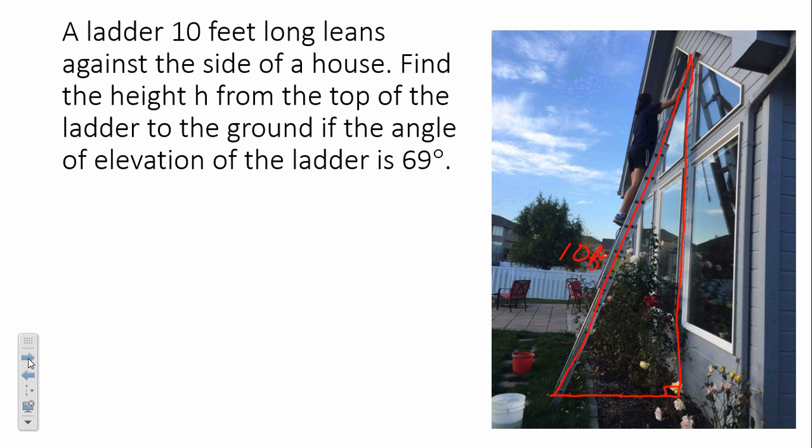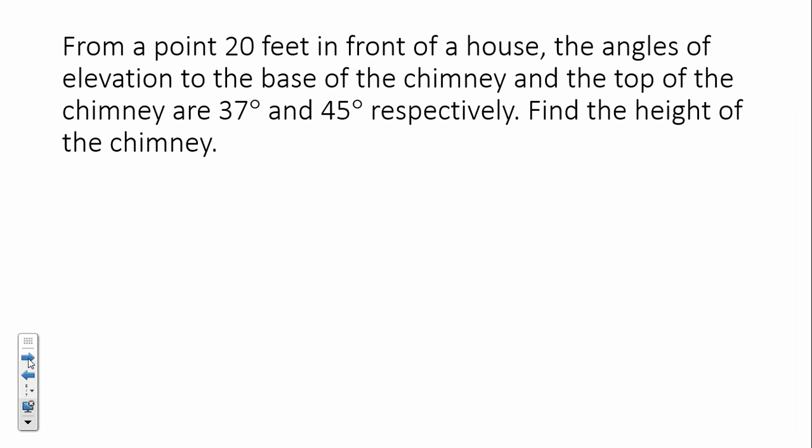Angle of elevation, 69 degrees. How high up that house are we able to reach? Sine of 69 equals h over 10. Why the sine? Opposite over hypotenuse. And this is not the hypotenuse. This is the height. So don't get confused by that. We usually use C for hypotenuse. Okay? All right, setting up another one.